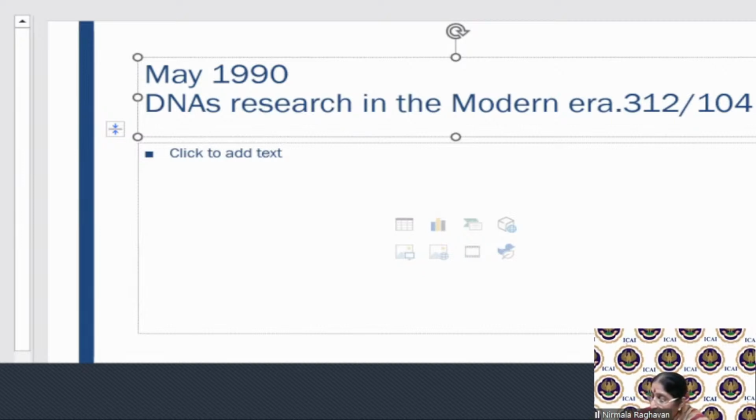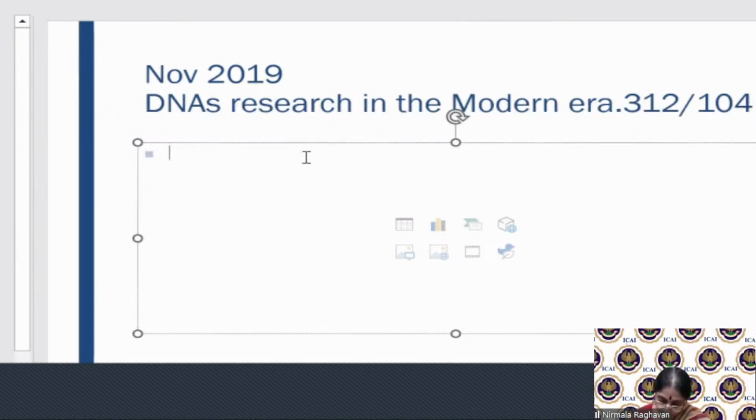Don't write it like this. November 2019. Okay, I'm sorry, I remembered it wrong. November 2019. So I am writing it like this. You must say 104 words in the final draft and 312 in the original version.